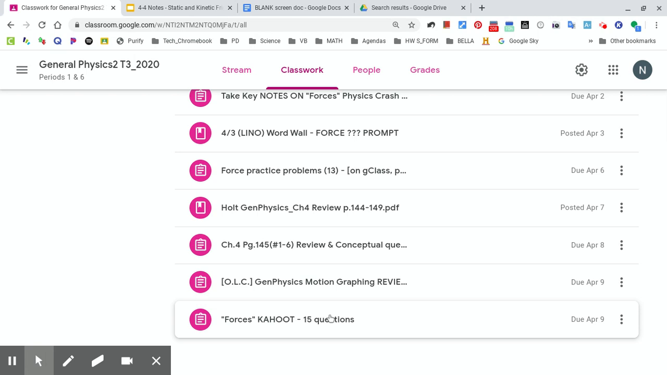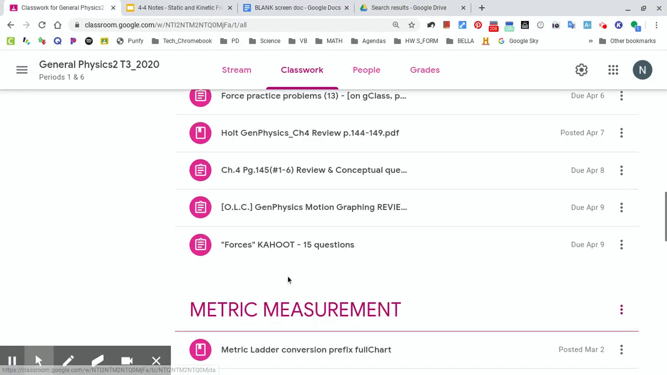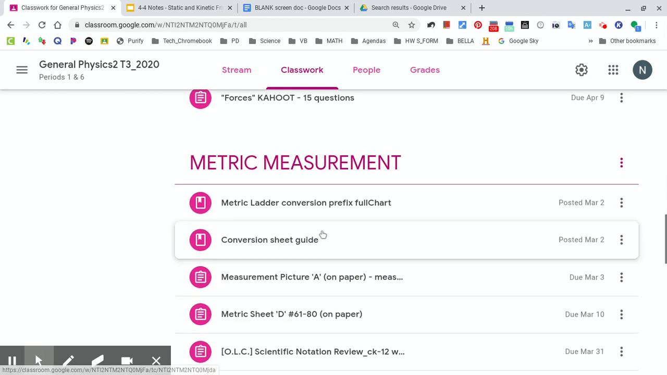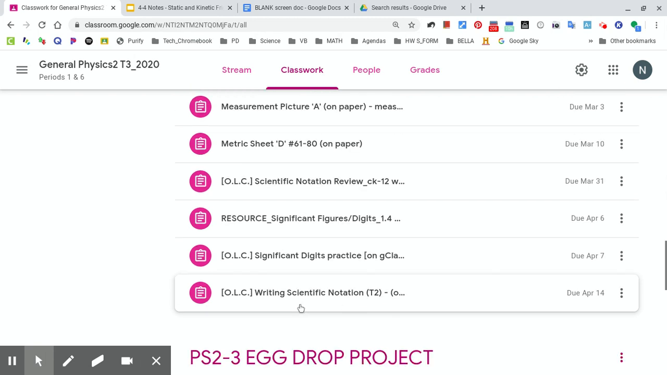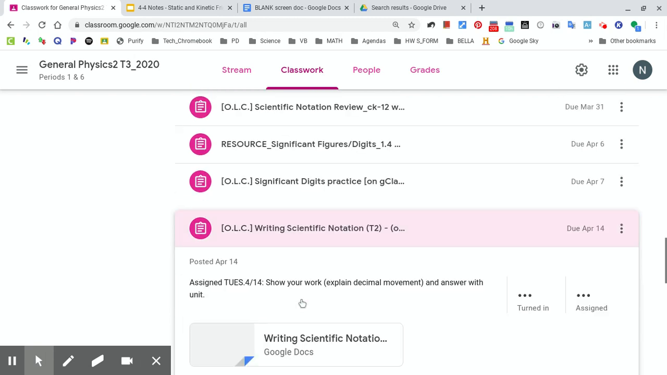Graphing review is a good review. The Kahoot, maybe that's a good one to do. I just try to pick a variety of force things too. The OLC, I tried to mark those as which ones were online classroom that we've done so far. So I did assign this one today. If you didn't get a chance to do this one, go do that to review your knowledge of scientific notation.